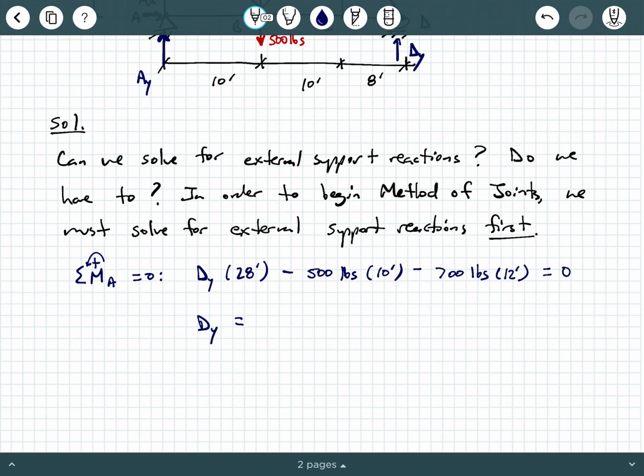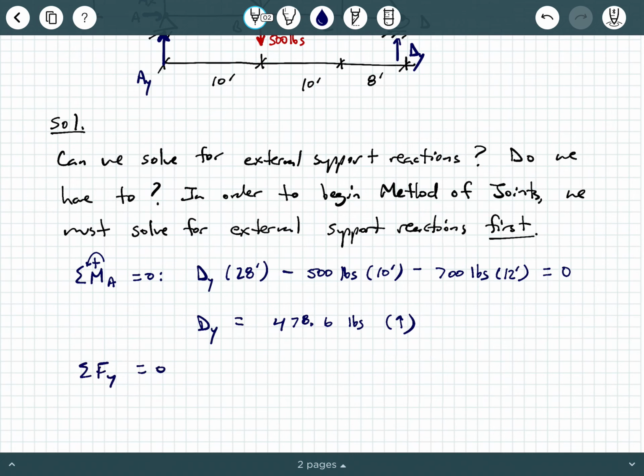So do a little bit of rearranging. We can solve for DY directly, and let's see what we get. We should get 500 times 10, plus 700 times 12, and then we divide that by 28, and we should get 478.6 pounds. It is positive, so it's reacting upwards.